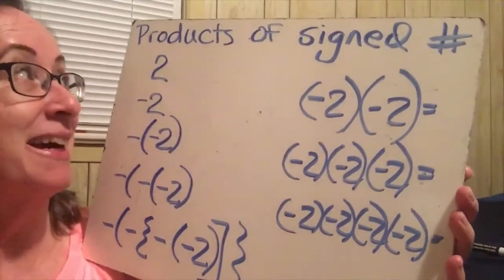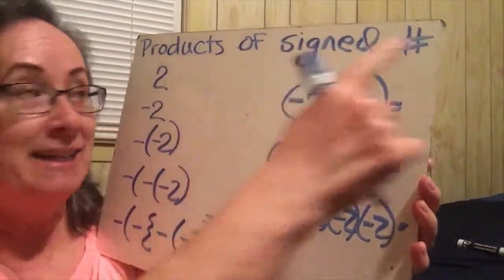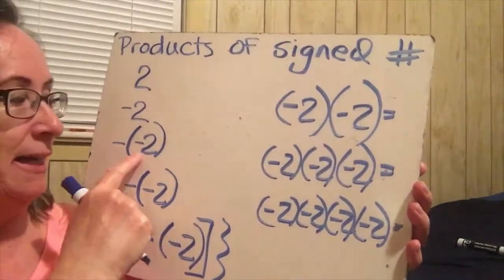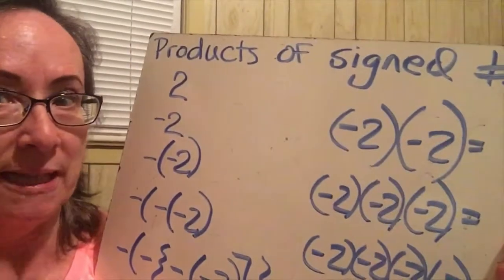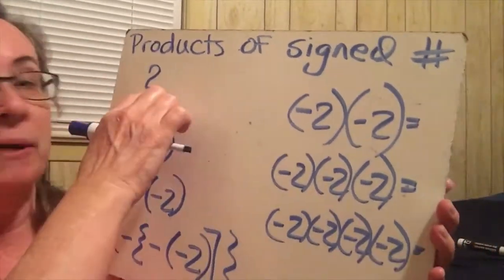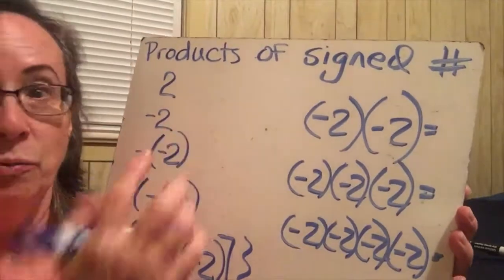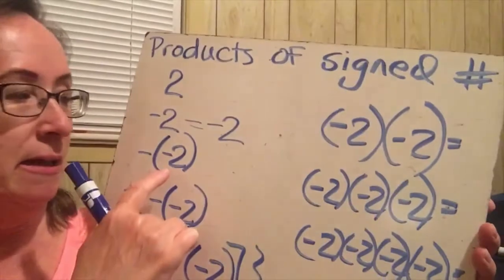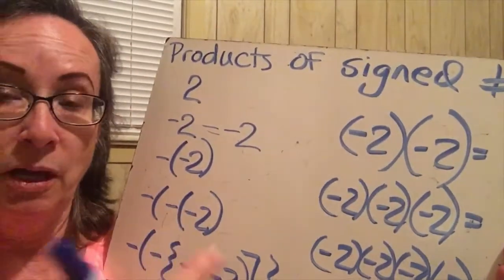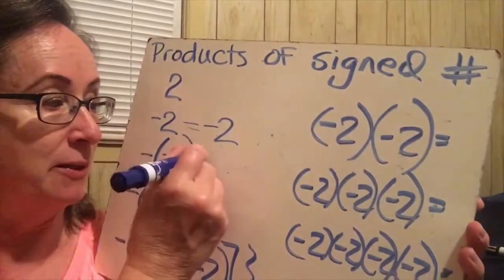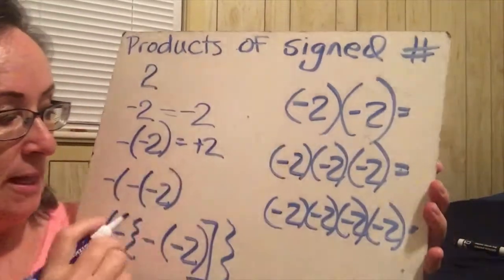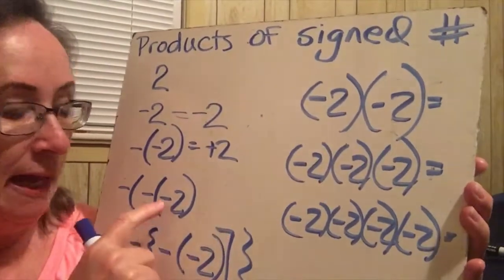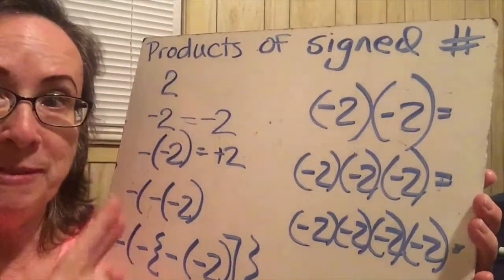Okay, this one's kind of fun. We're doing products of signed numbers, and we have 2, negative 2, negative a negative 2. Now they're telling you to read it as the opposite of, which is fine. Here we have a 2, and then we have the opposite of a 2, which is a negative 2. Over here we have the opposite of an opposite of 2, which basically flips the sign back to a positive 2. And then we have the opposite of the opposite of the opposite of 2, and each one of those negatives flips the sign over again.